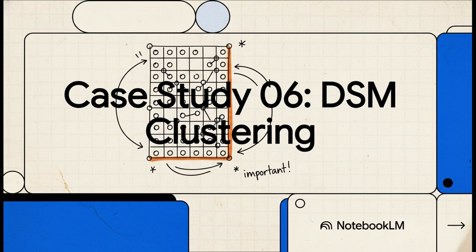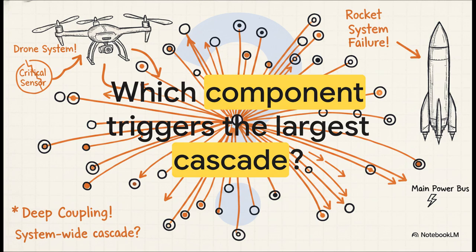We need to understand what a design structure matrix, or DSM, actually is, and what it's telling us about our engineering architecture. Let's start with a concrete engineering scenario. Imagine a sudden failure in a drone or rocket system. A critical sensor goes offline, or maybe the main power bus faults. As a systems engineer, you immediately need to know exactly how that single fault propagates through the entire architecture. The central question you're asking is, which component, if it failed, would trigger the largest system-wide cascade?